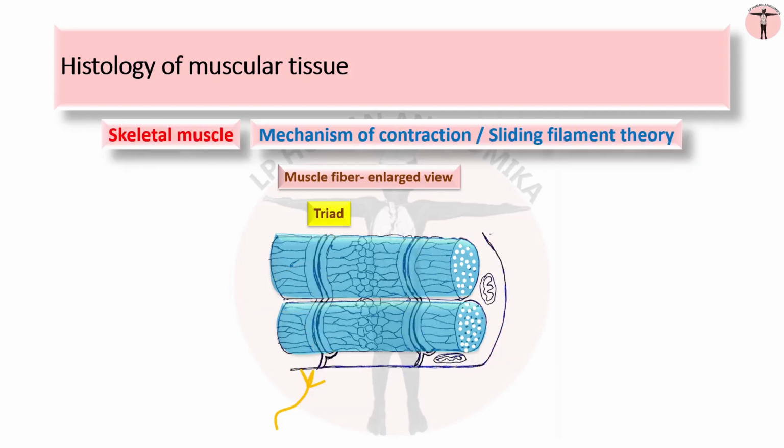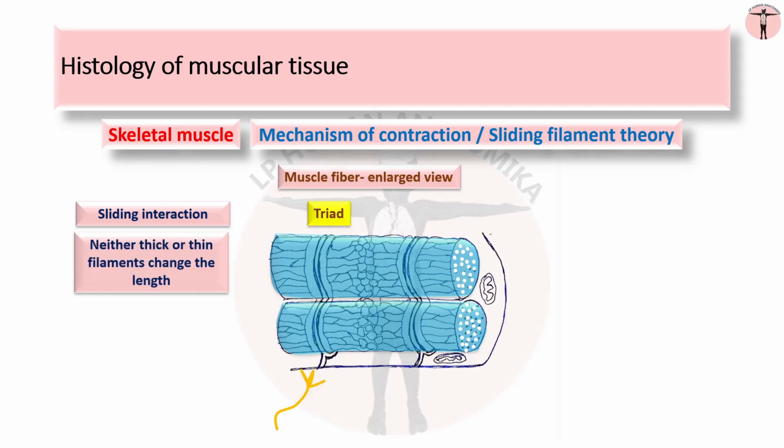Now, let us see what is the mechanism of contraction. The contraction in all muscles is caused by sliding interaction of thick myosin filaments along thin actin filaments. The forces necessary for sliding are generated by other proteins affecting the weak interactions in the bridges between actin and myosin. During contraction, neither the thick nor thin filaments change their length. Contraction results as the overlapping thin and thick filaments of each sarcomere slide past one another.